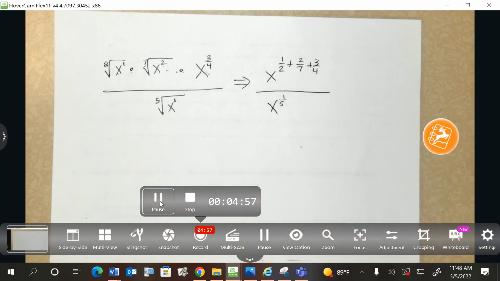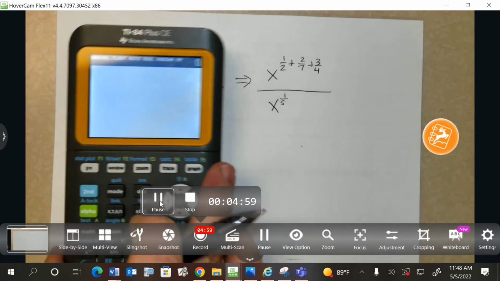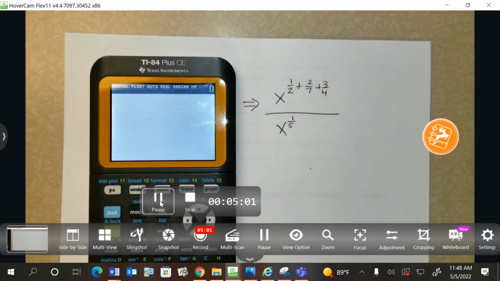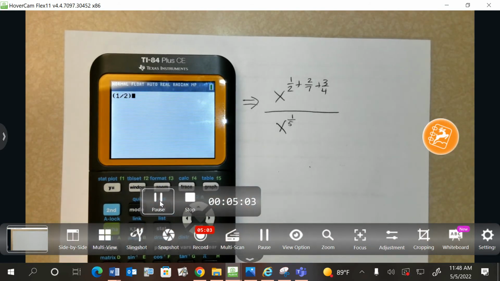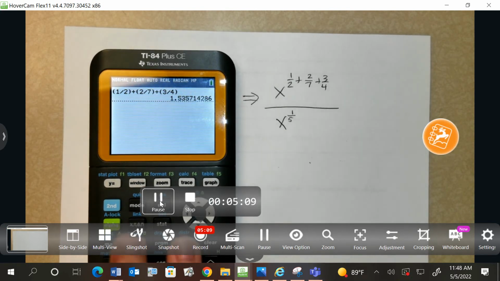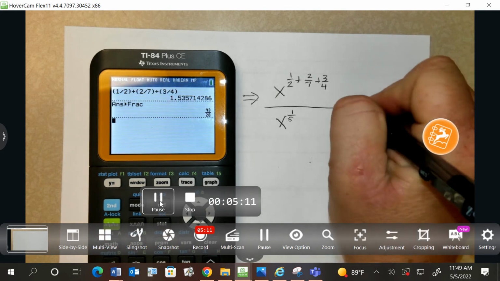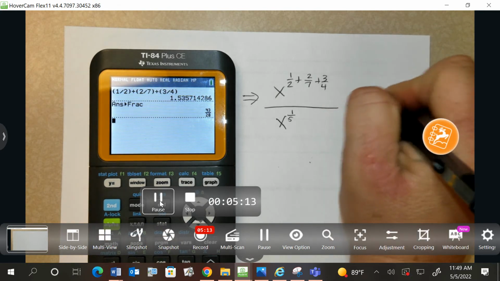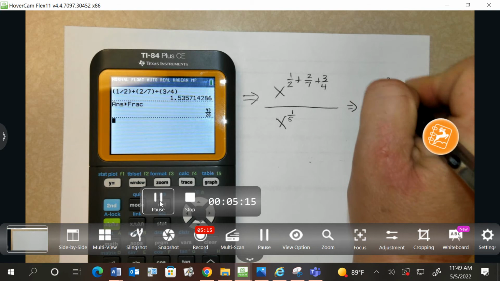Okay, so what do I do? I grab that calculator. Please mimic this if you're here in class or at home watching. And I'm going to put parentheses. I have 1/2 plus 2/7 plus 3/4. I'm going to turn it back into a fraction. So the numerator is equal to x raised to 43 over 28.